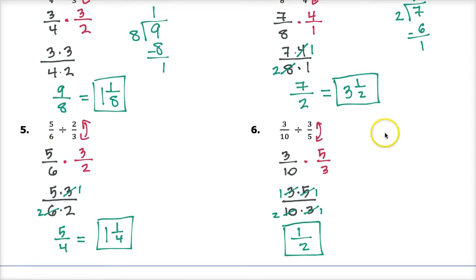Okay, so for number 5, you should have had the mixed number 1 1/4. We flip 2/3 to 3 halves and we multiply 5/6 times 3 halves. We can cancel there to get the improper fraction 5/4, and that becomes the mixed number 1 1/4. Number 6, we flip 3/5 to its reciprocal 5/3. We can cancel the 5 and the 10 as well as the 3's, and so we end up getting just 1/2 for our answer there.